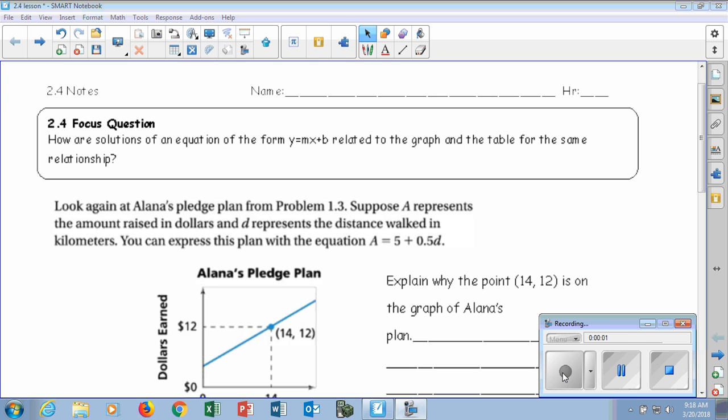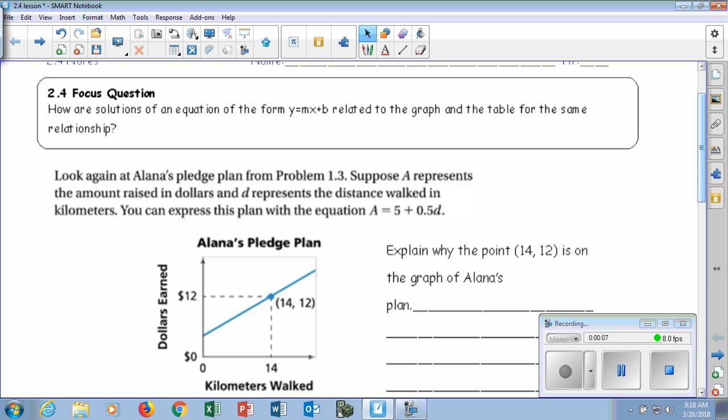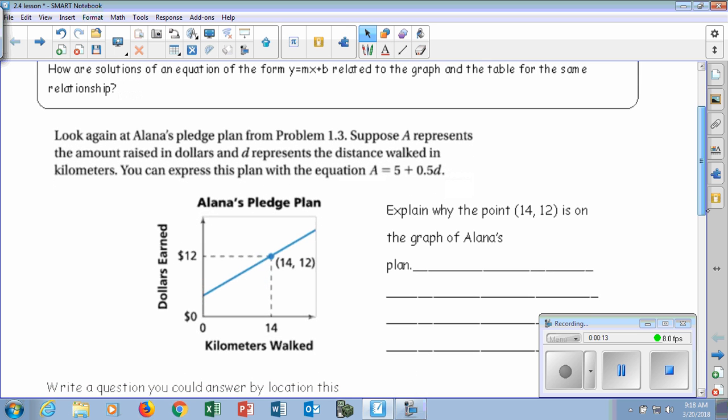We're focusing on 2.4 notes today, which is focusing on the question, how are solutions of an equation of the form y equals mx plus b related to the graph and the table for the same relationship? So now we are here looking at this graph. They gave us our graph. They gave us our equation.